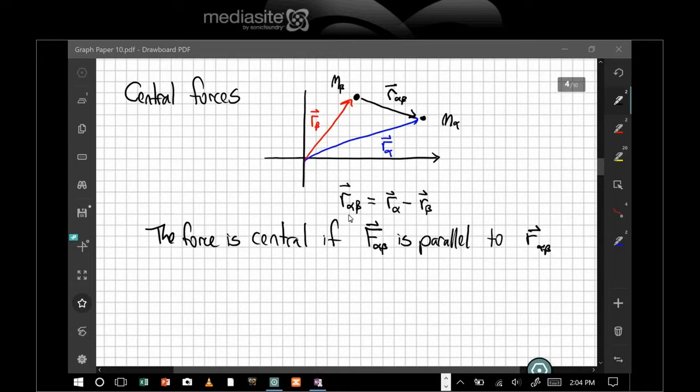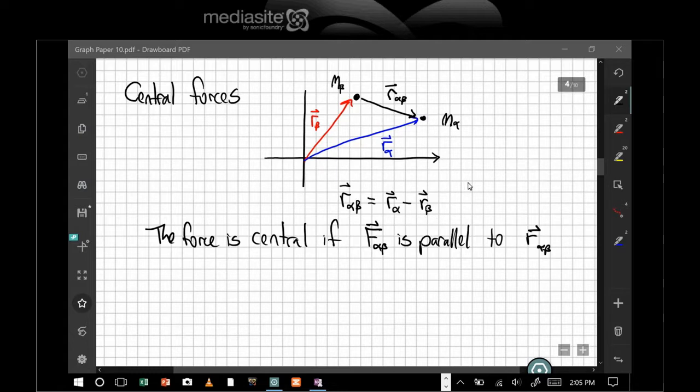So let me talk a little bit about central forces, because this is going to be very important. Let's consider two particles, m beta and m alpha. These are two arbitrary particles. I have a position vector r beta for the position of this particle, and r alpha for the position of that one. Then I'm going to define a position vector between the two, r alpha beta. It points from beta to alpha. This is a relative position vector, and I get it by subtracting these two vectors.